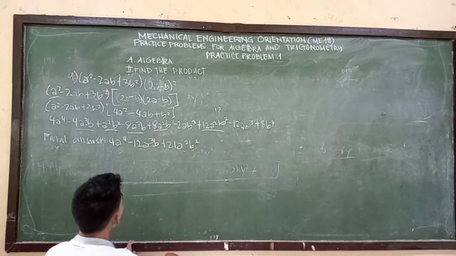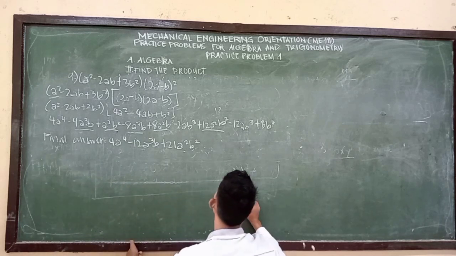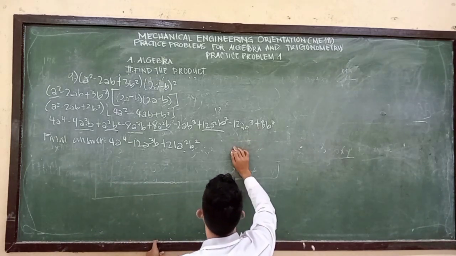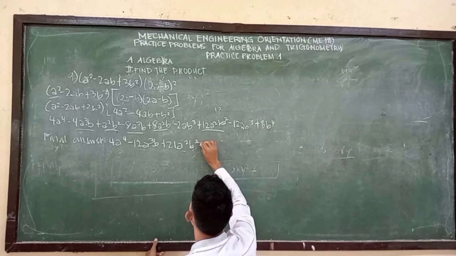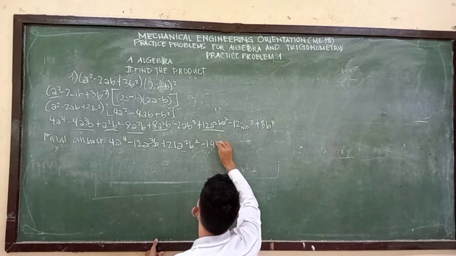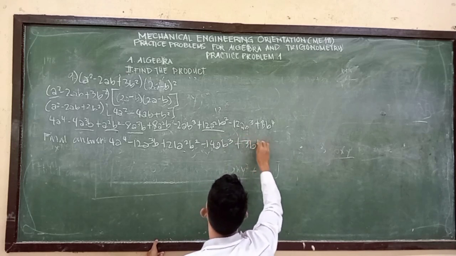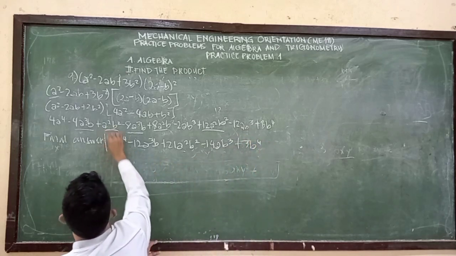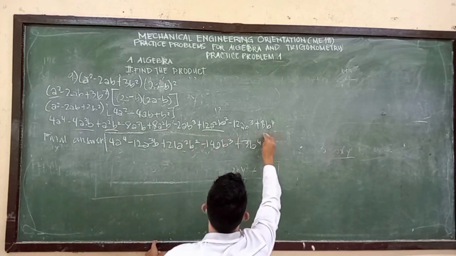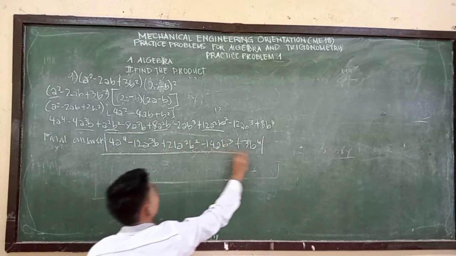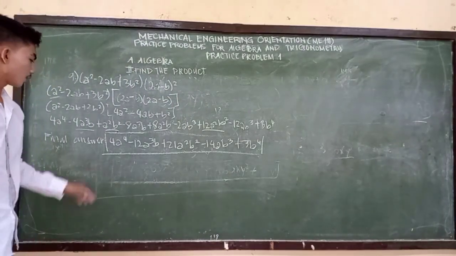And then negative 2ab cubed minus 12ab cubed will have negative 14ab cubed plus 3b to the 4th. So now our final answer.